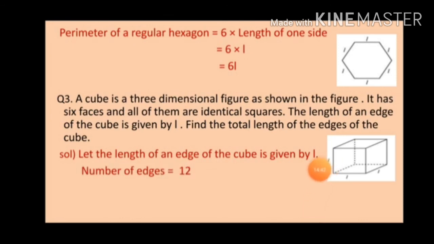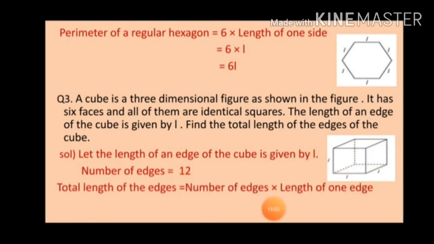Now first of all we must know what edges are. So children, what do edges mean? The two faces of a cube meet at a line segment. You can see the total number of line segments for this cube is 12. Now when we talk about the total length of the edges, we have to multiply the number of edges with the length of one edge. So the total number of edges is 12 and the length of one edge is given by the variable small letter L. So we will get 12L.